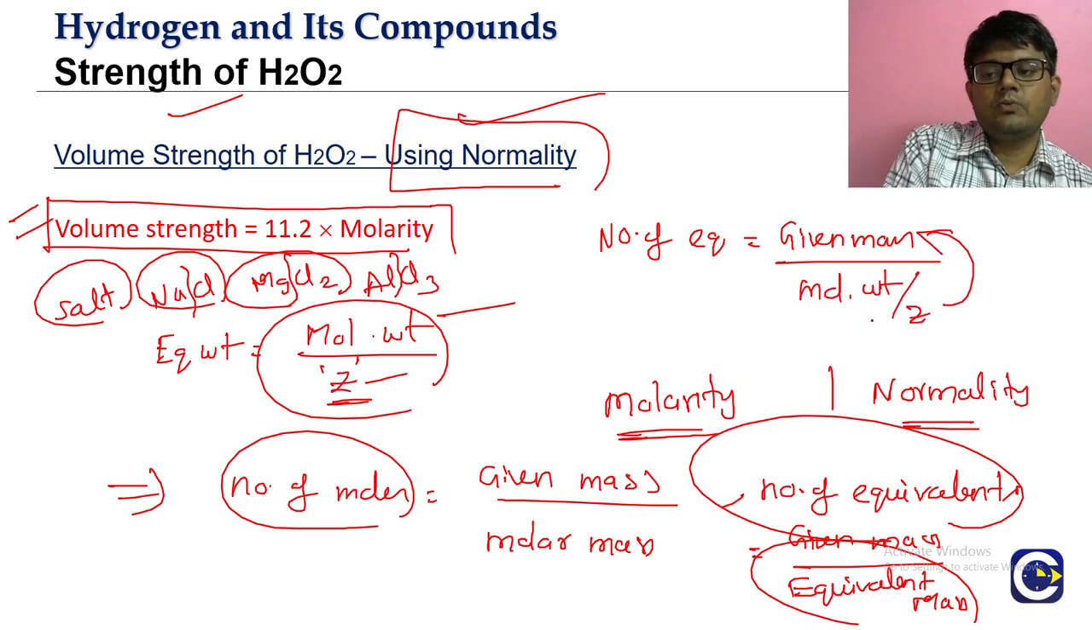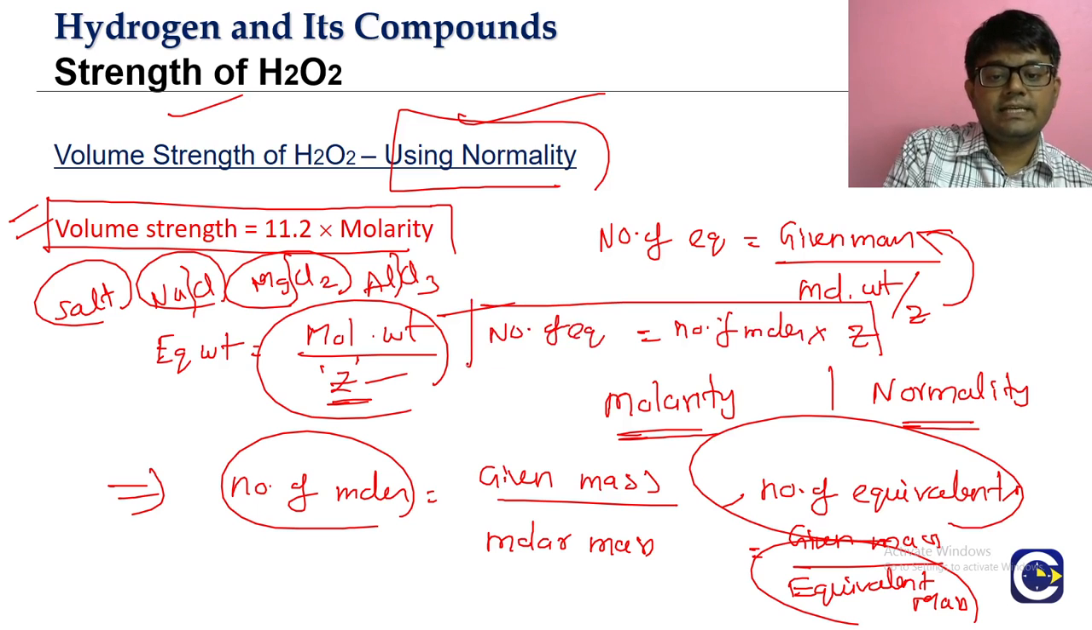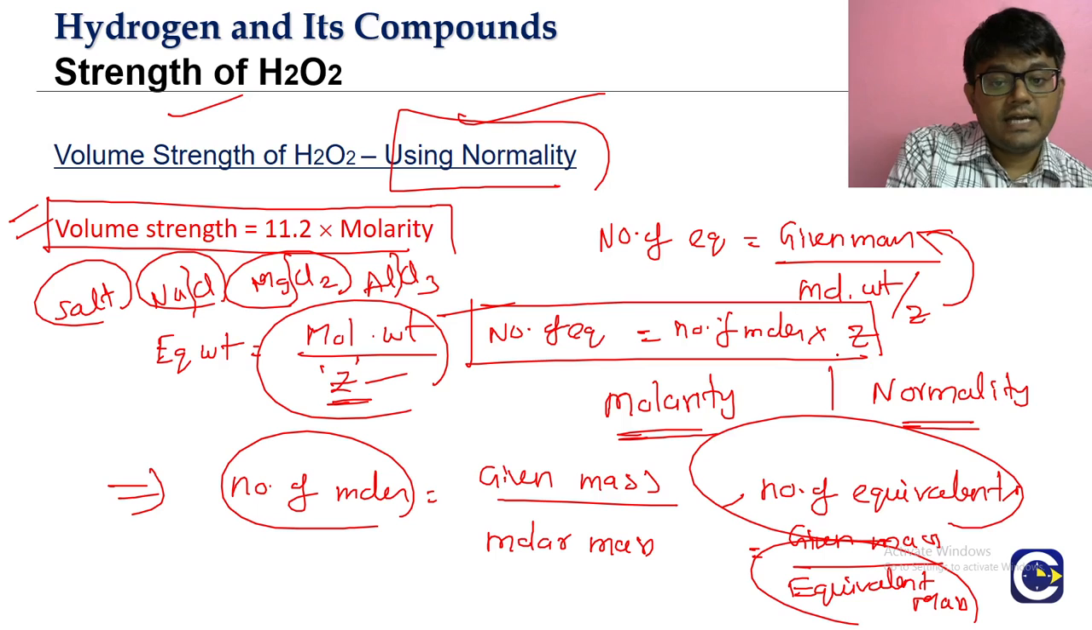The Z will go to the numerator. So what we'll have? Given mass by molar mass is the number of moles. So number of moles into Z will come. So number of equivalents is equal to number of moles into Z. Okay, so this is an important relation.